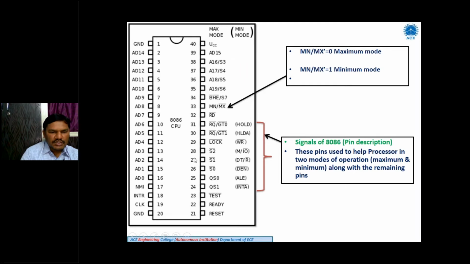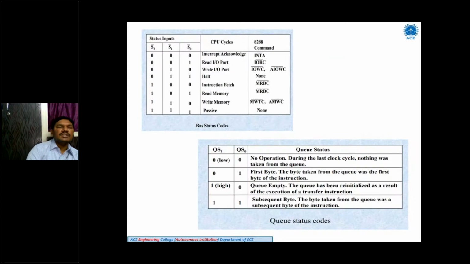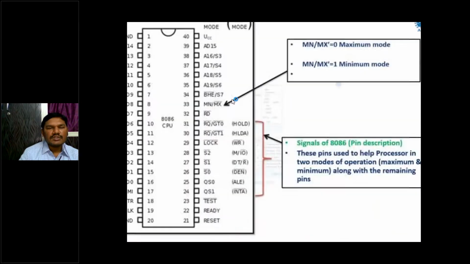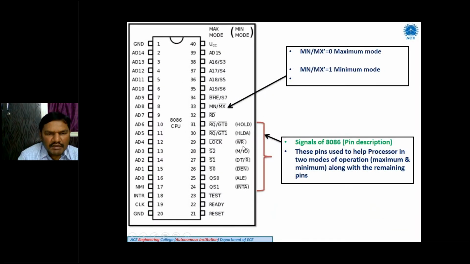Here S0, S1, S2 will be operated through this programming structure: 000 gives interrupt acknowledgement, 001 read IO port, 010 write IO port, 100 instruction fetch from memory, 101 read from memory, 110 write to memory. Whereas in the case of 8086 minimum mode, we have them separately: the read pin is separate, the write pin is separate, the M/IO pin is to select either memory or IO, and here we have interrupt acknowledgement, and here we have address latch enable.